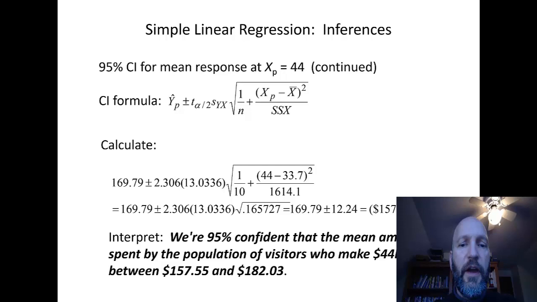And so we would interpret that in the same way we do every other confidence interval. Say we're 95% confident that the daily spending amount for people that make $44,000 a year on average at Steamboat is between $157.55 and $182.03.